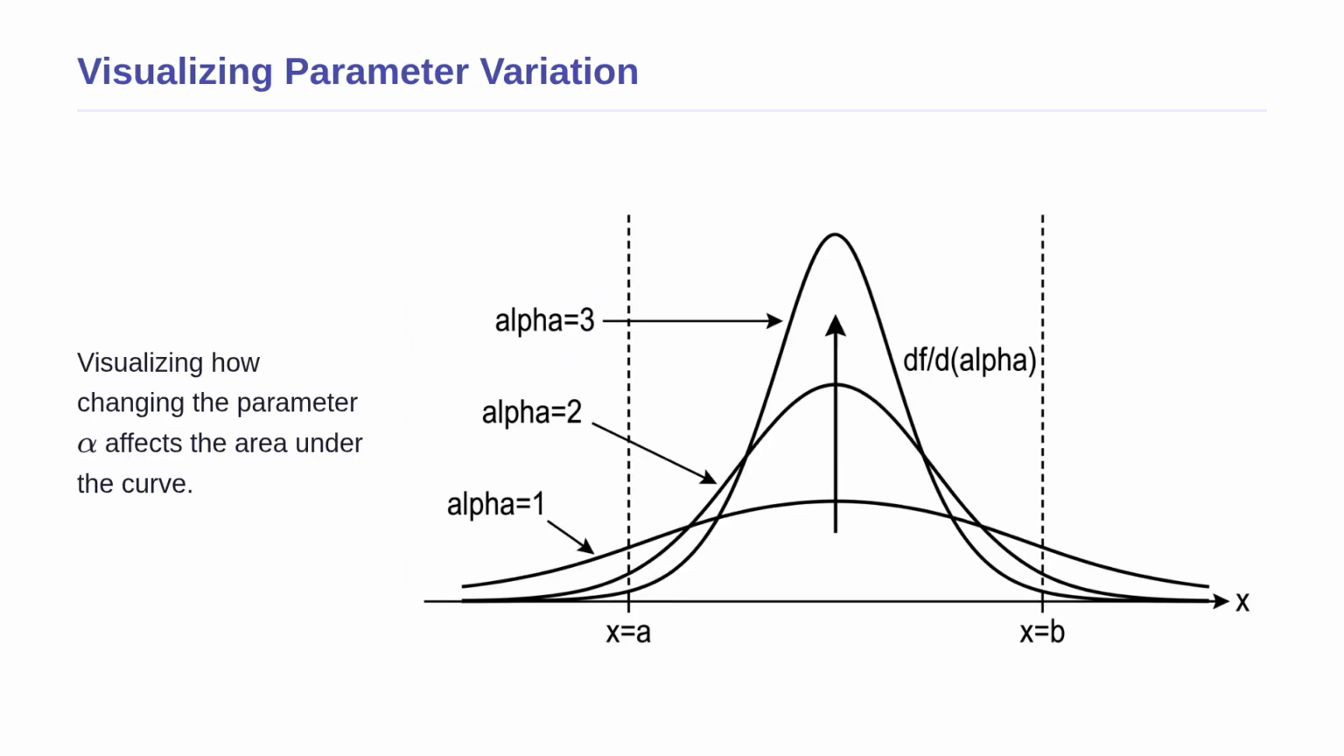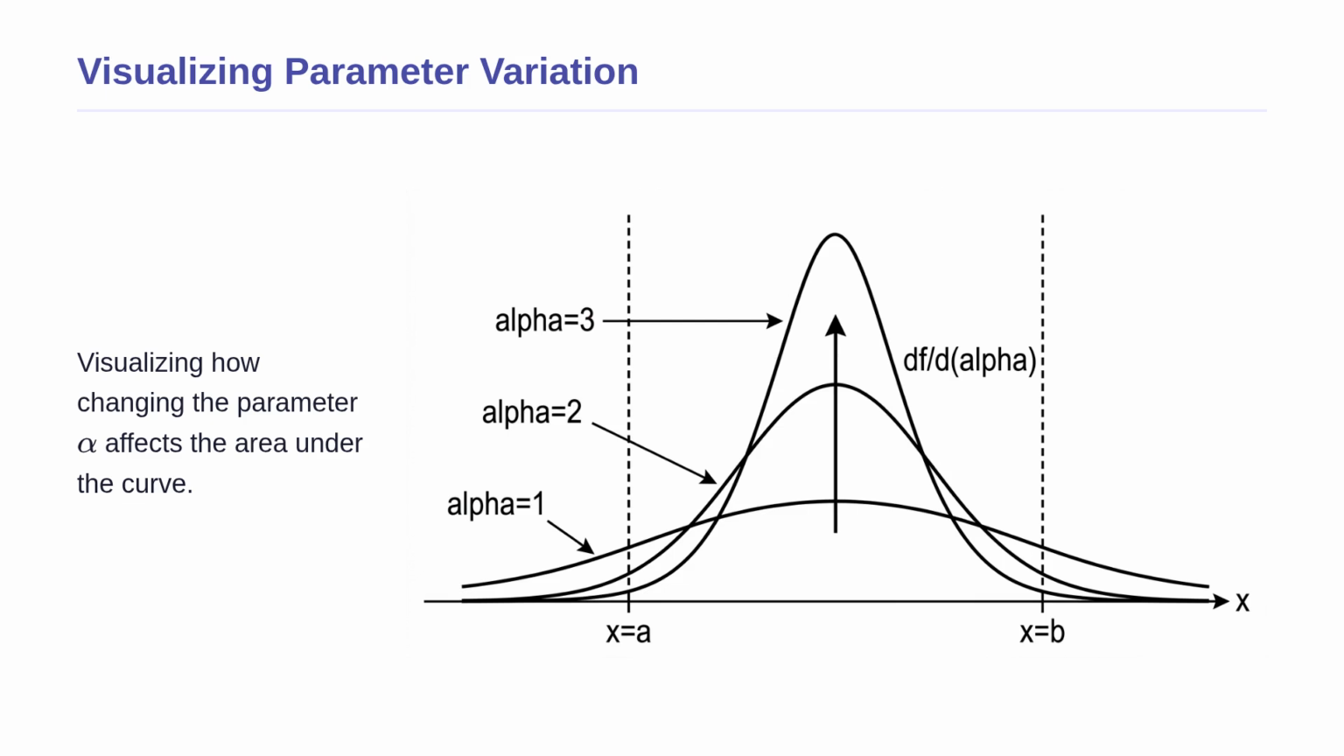Let us visualize exactly what we have been calculating. Look at this graph showing a function plotted against the x-axis. The vertical dashed lines at x equals a and x equals b represent our fixed limits of integration. The area between these lines is our integral. Notice the 3 different bell curves. These represent our function at different values of our parameter alpha.